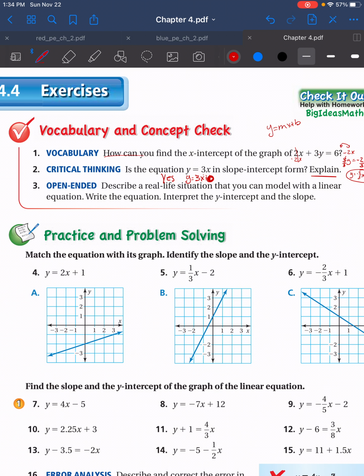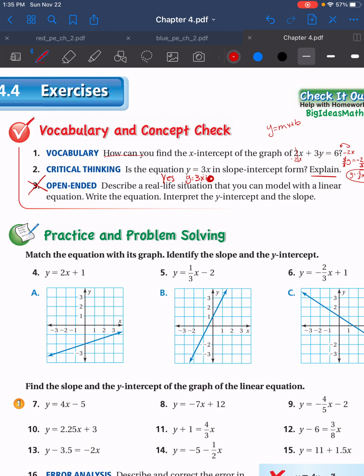All right, describe a real-life situation that you can model with a linear equation. Write the equation, interpret the y-intercept and slope. We can skip number 3. Okay? You don't need to do it on your own. Just skip it altogether.